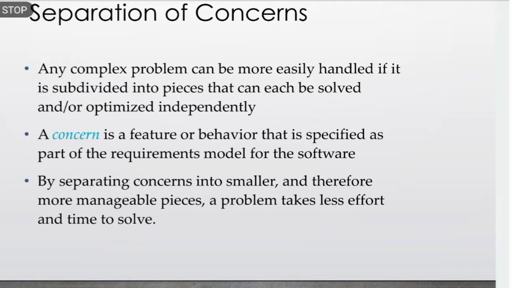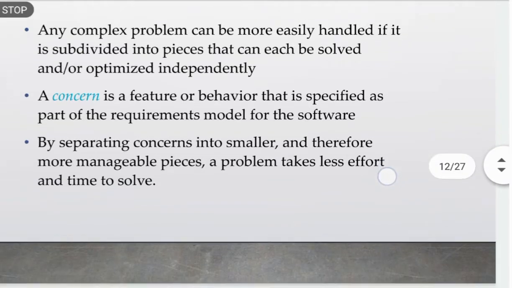So a concern is a feature or behavior that is specified as a part of the requirements model for the software. By separating concerns into smaller and therefore more manageable pieces, a problem takes less effort and time to solve. It is divide and conquer, that is, you divide your problem and assign the problems to your different team members. Now they design the solutions for your specified problem, and they provide the solution so that you can easily overcome your problem and create your own product in very little time.